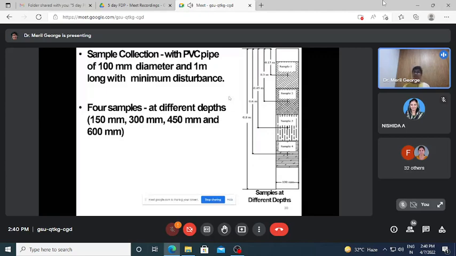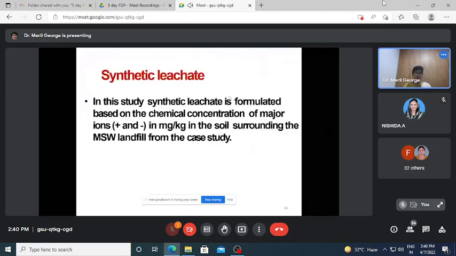Next, about the leachate used. I've already told that we cannot generalize the properties of leachate for every municipal solid waste landfill. Also, as these are organic chemicals, they are very unstable and may degrade in a short time, and it was difficult to store field leachate.